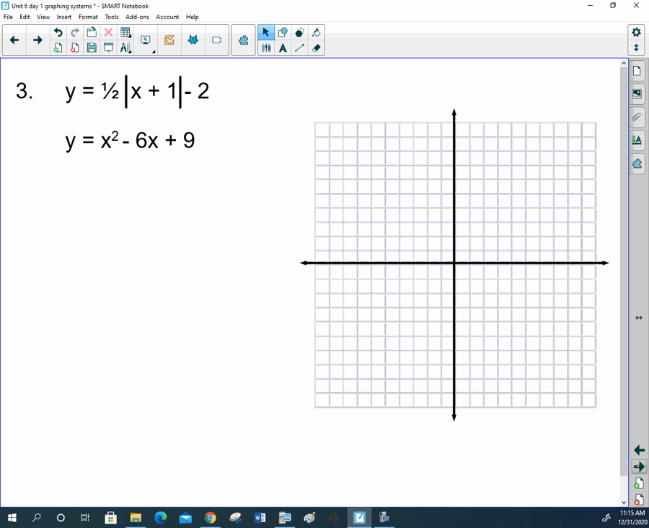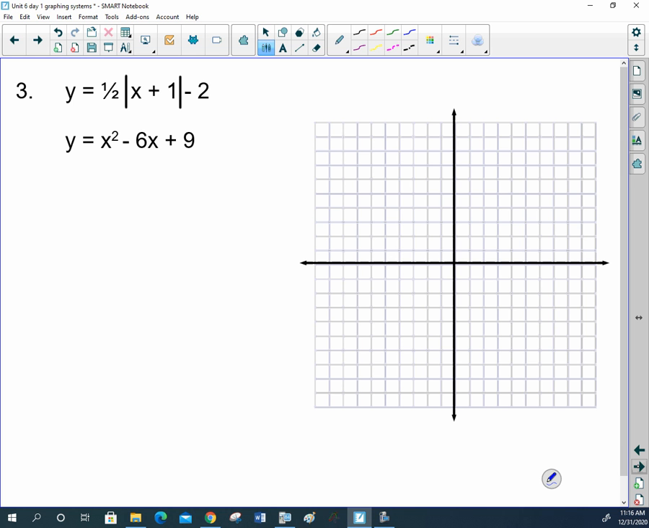Okay, this one looks like we've got an absolute value. Remember, that's our V shape, and we've got a parabola. The parabola is in standard form, so right now I can't graph it just by looking at it. I'm either going to have to get it into vertex form or intercept form, one of the two, to be able to graph that. Let's graph the absolute value first.